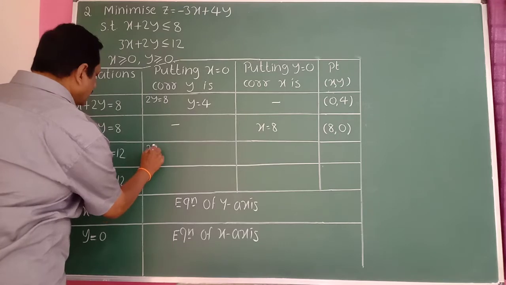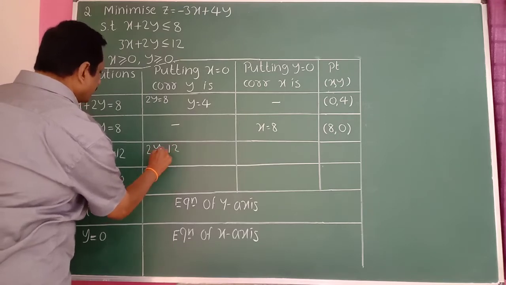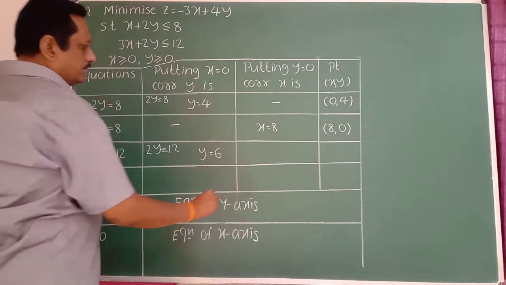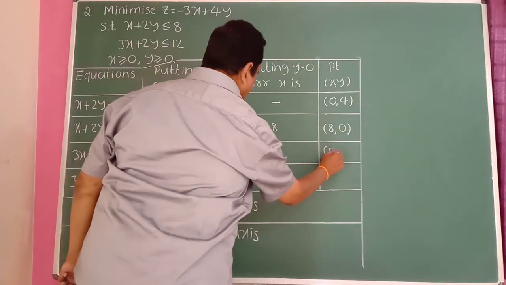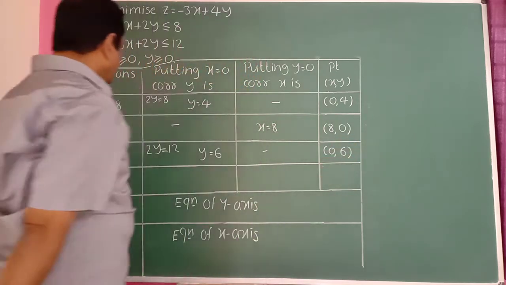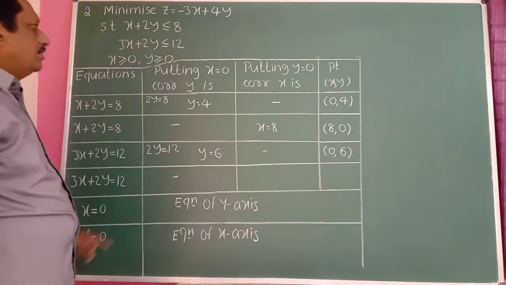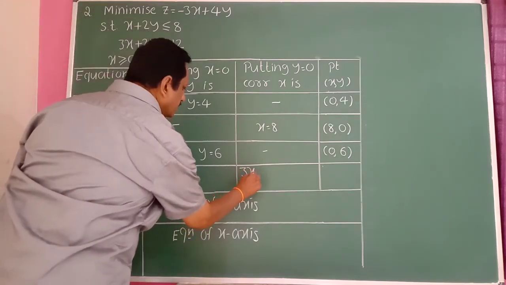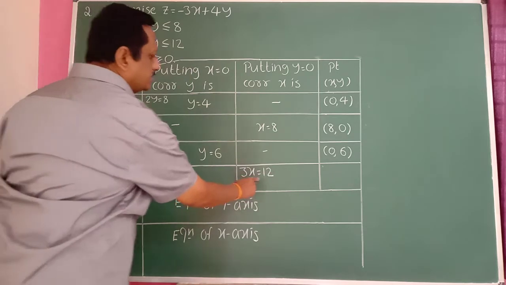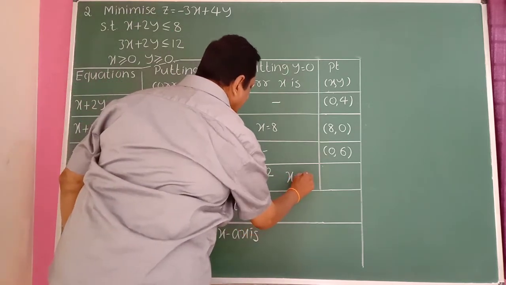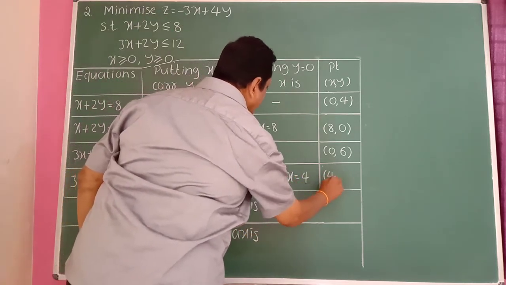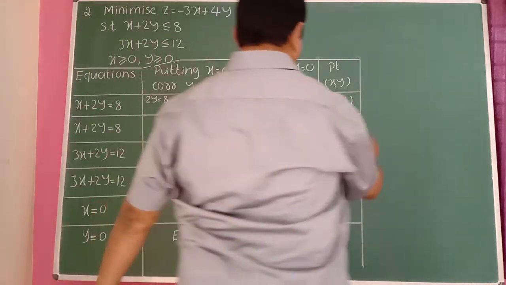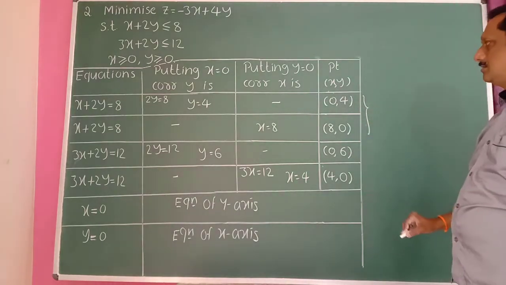Then now put x 0 here. 2y is equal to 12. Therefore, 12 upon 2 becomes 6. So 0, comma 6. And here put y value 0. 3x is equal to 12. 3 ones are 3, 3 fours are 12, cancels here. X equal to 4. Therefore, 4, comma 0. Okay. Therefore, these are the 2 points.